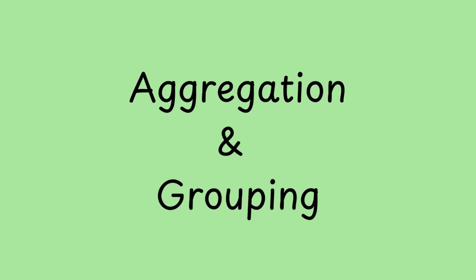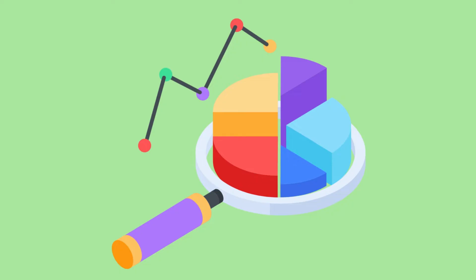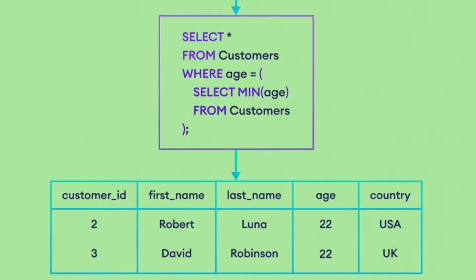Next we have aggregations and grouping. You need to master group by, having, and aggregate functions like sum, average, count, min, and max. These help in summarizing large datasets to uncover insights. Next we have subqueries and nested queries. You can use subqueries to break down complex queries into manageable parts. This skill is crucial when dealing with layered data questions.